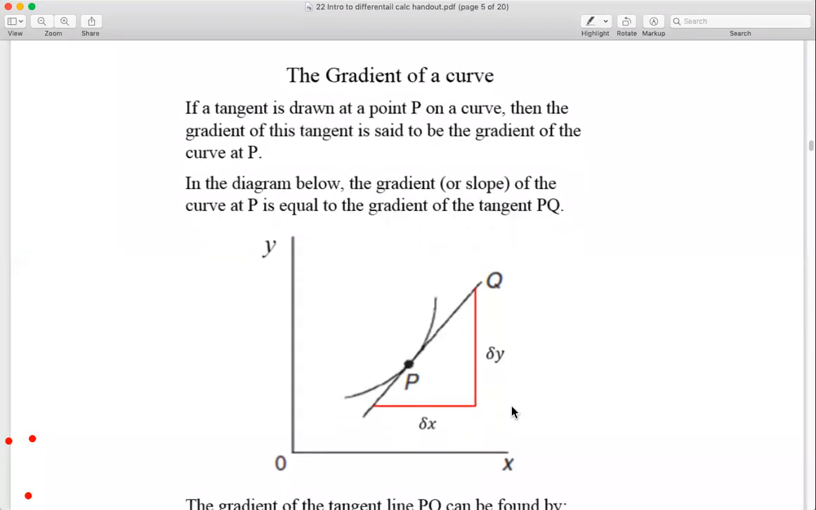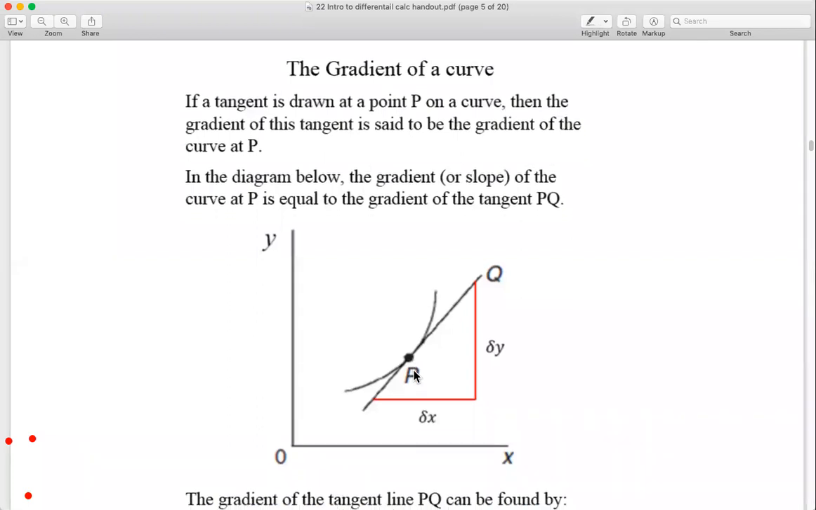The gradient of a curve. If we've got a function that is a curve, like that shown on the screen, and we put a tangent at a point P anywhere on the graph, then the gradient of that tangent is the gradient of the curve at point P, or the slope.